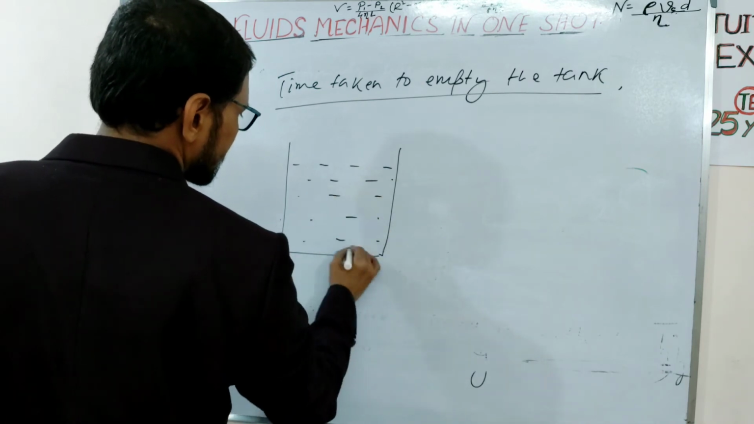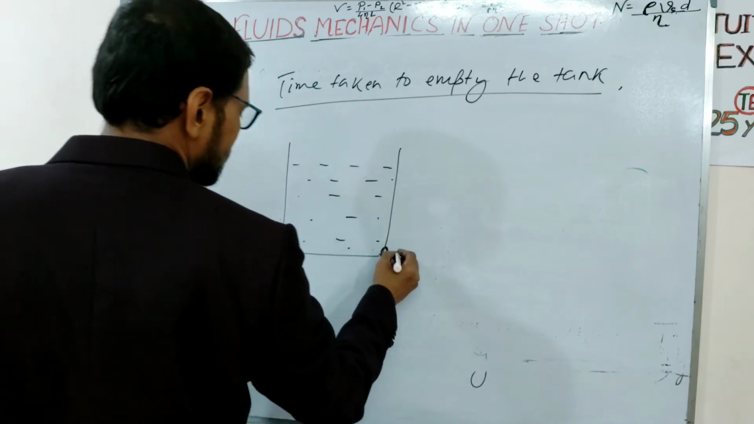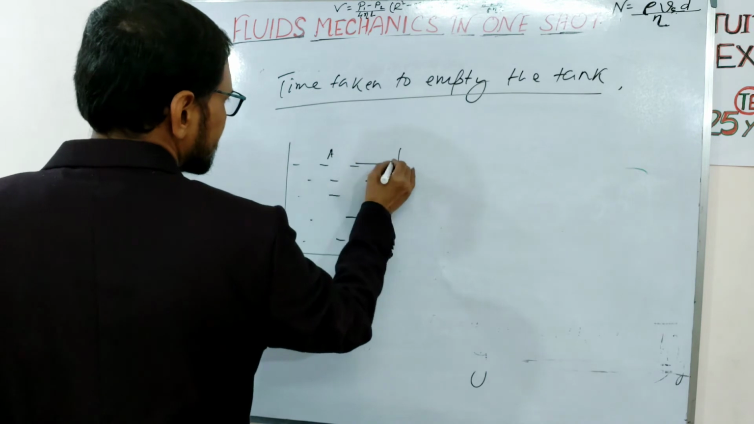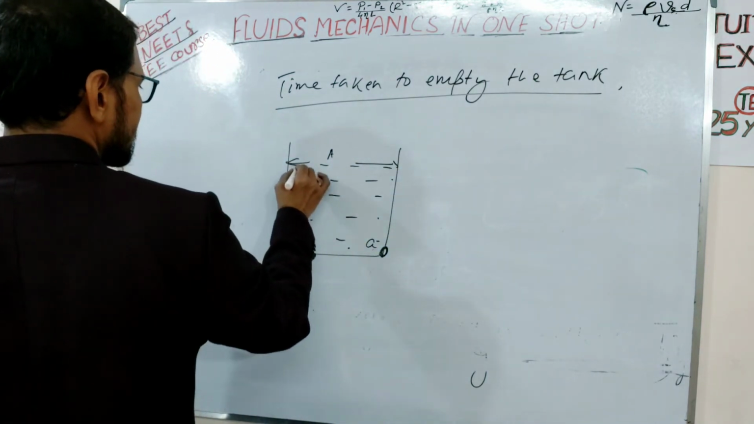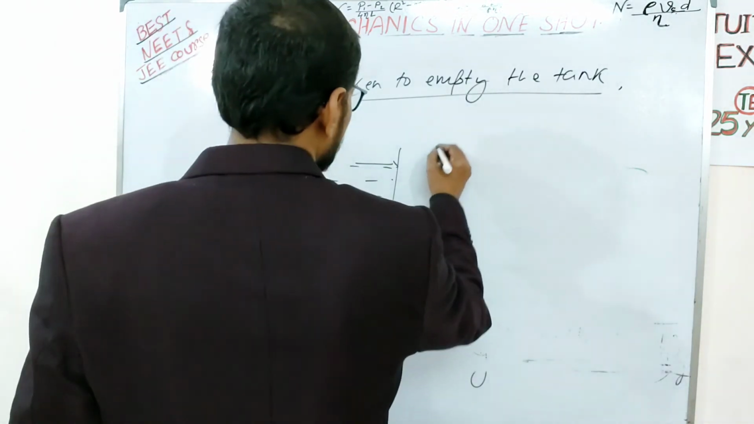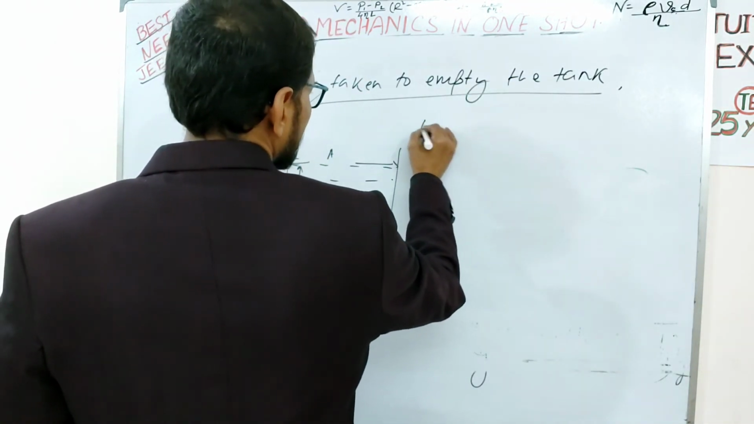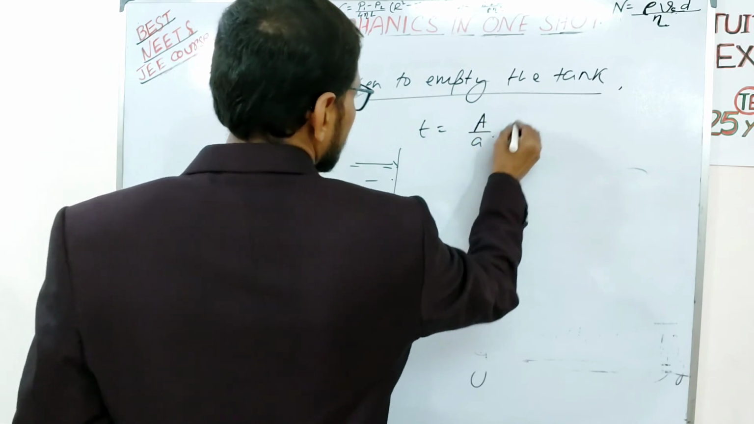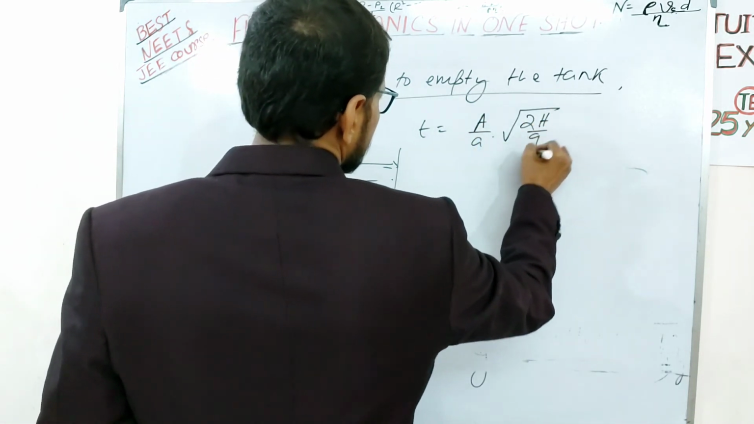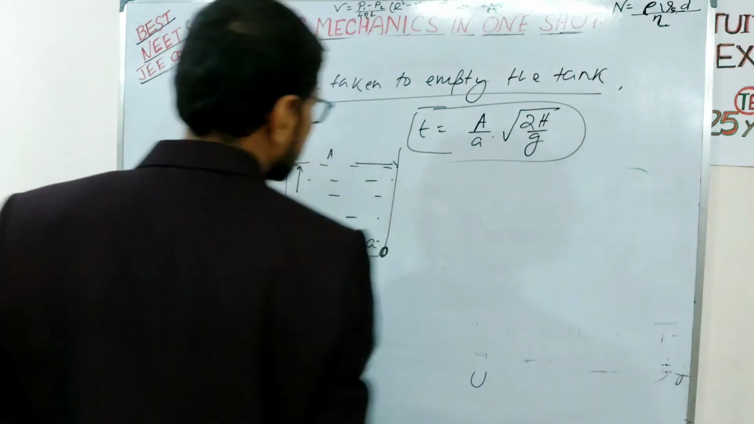A hole is made here. Total area of this cross section is A, and the area of the hole is small a, height is h. So the time taken to empty the tank is T equal to A by a, square root of 2h by g. This is the formula. You remember, this is the formula.